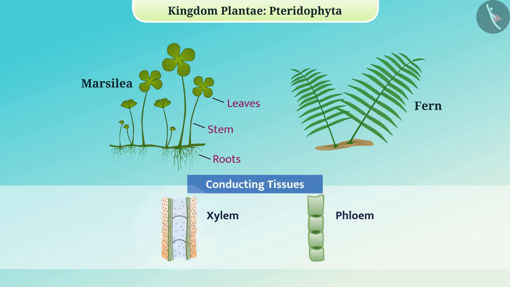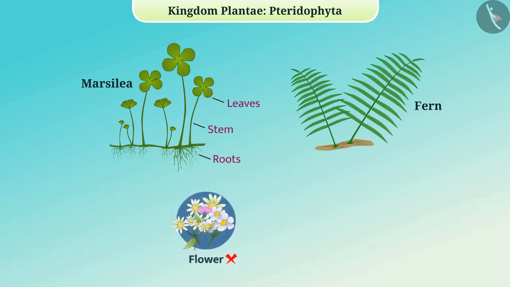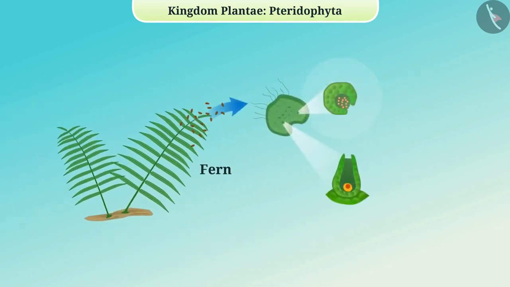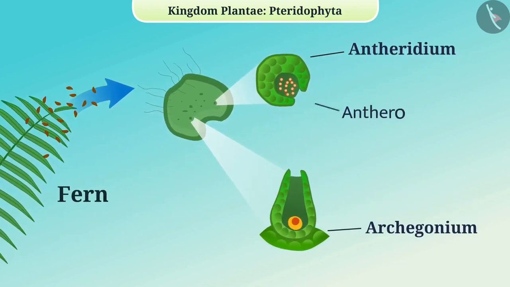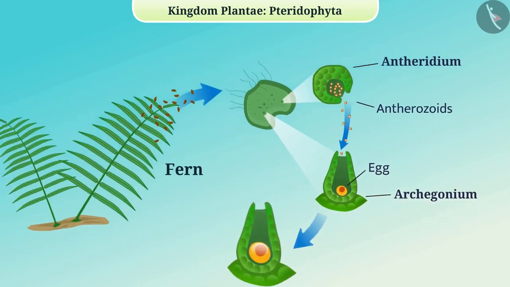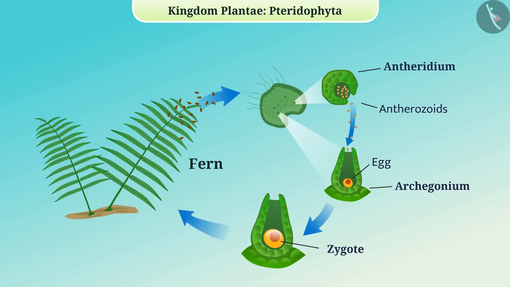Of them, xylem tissue transports water, while phloem tissue transports food and other substances from one part of the plant to another. They neither have flowers nor bear seeds. The gametophytes have male and female reproductive parts, which are called antheridium and archegonium respectively. Antherozoids are released from the antheridium and reach the mouth of the archegonium through water. The egg present in the archegonium fuses with the male gamete to produce a zygote, which develops into a new individual.